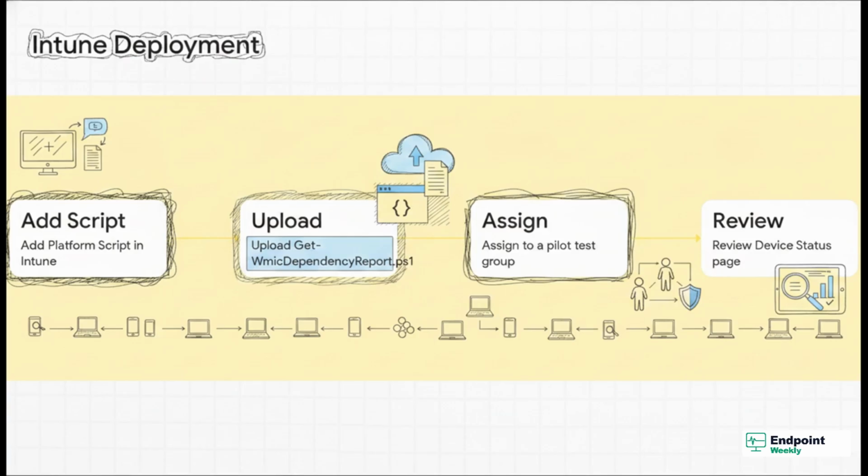Step 1, go to Devices, Scripts, and add a platform script. Step 2, upload that Get-WMICDependencyReport.ps1 companion script we talked about earlier. Step 3, assign it to a pilot test group. Step 4, let it run, and then review the device status page to see the results coming in.